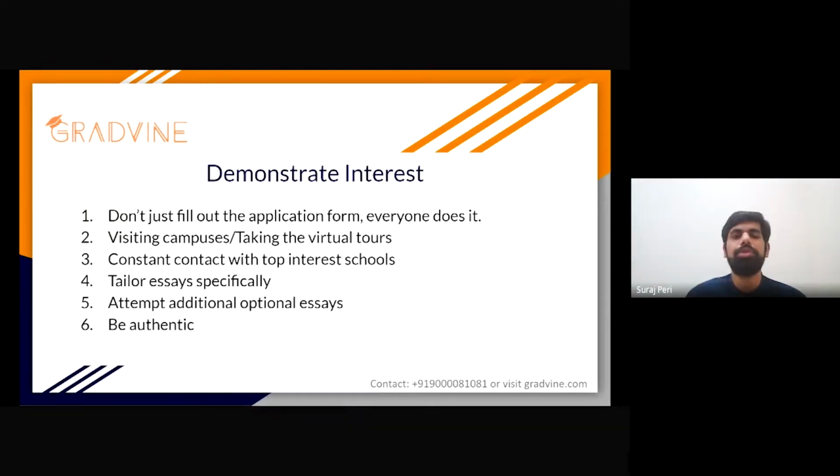Therefore, it brings me to one of the most important things, which is to be authentic to yourself. Standing out does not mean you portray an image that you have in your head that the admissions committee wants to look at. No. Portraying yourself as yourself, but the best version of yourself is what you should be targeting. And that comes from demonstrated interest.